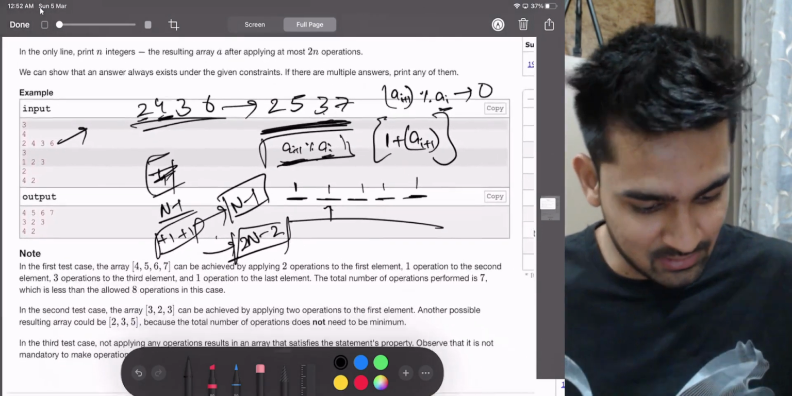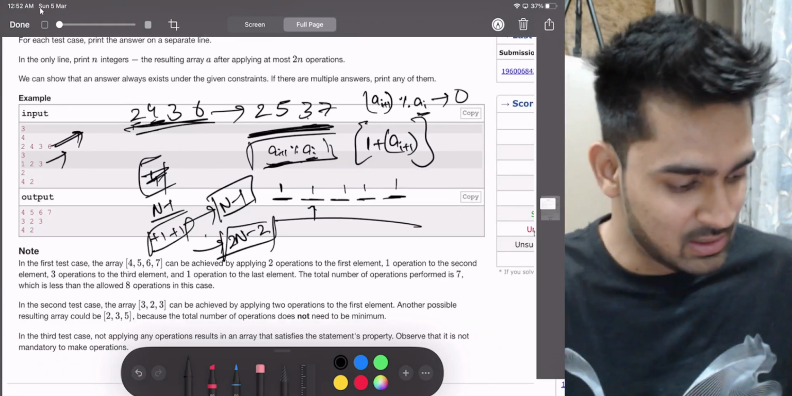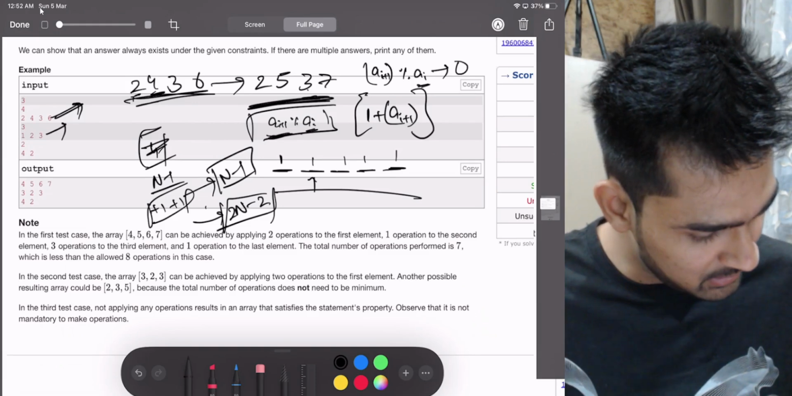So let's take the very first case that we actually did. Let's take something else. Let's take the second case. So we had 1, 2 and 3. Let me rub this.